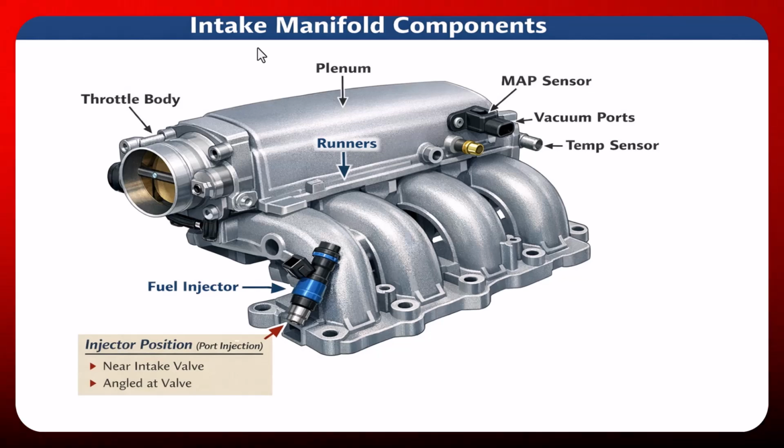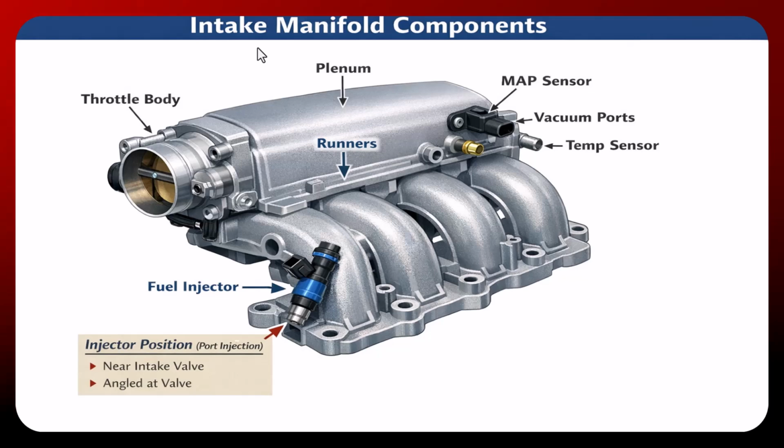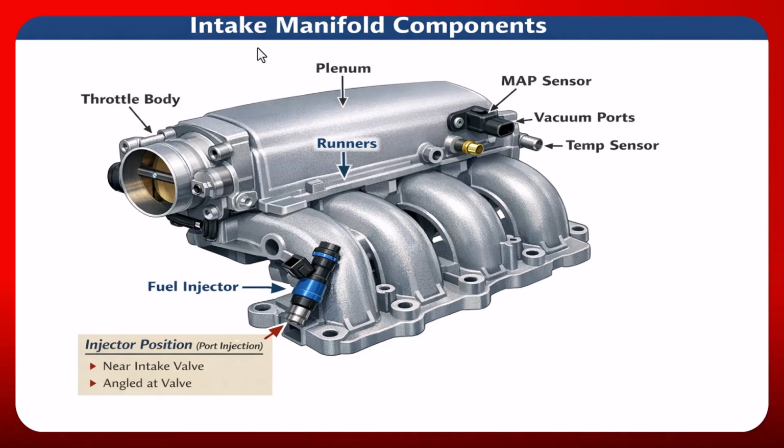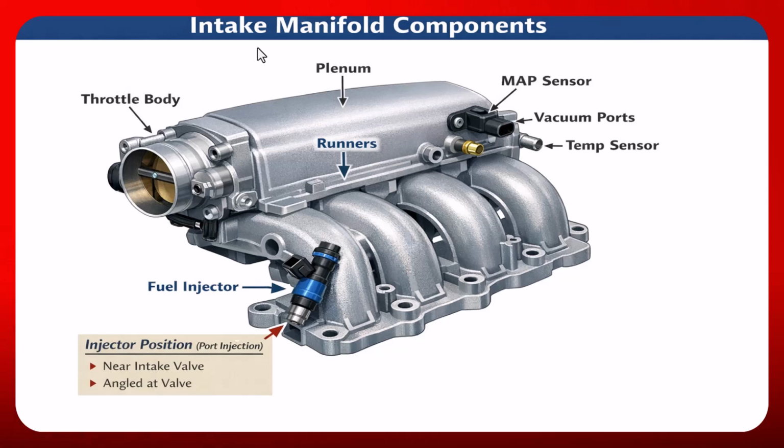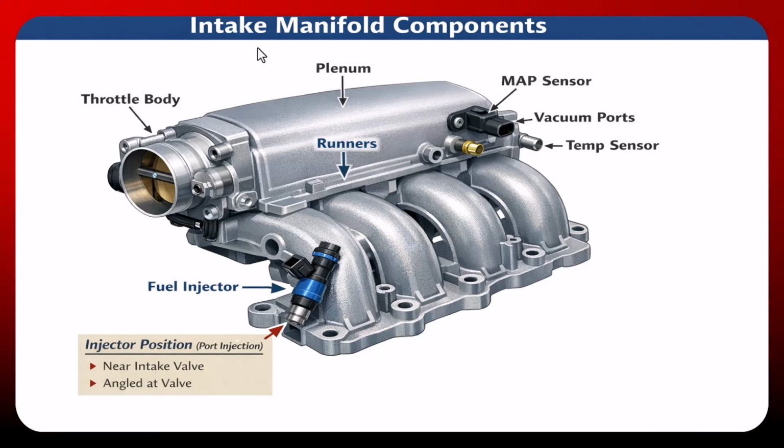So, about the fuel injector, as you can see in this picture, where do we install the injector? The injector location depends on the fuel injection system type. The most common place to install the injector is port injection. The injector is mounted on the runner near the intake valve so that fuel mixes well with air, fuel doesn't stick to walls, and throttle response improves. The best position is angled toward the back of the intake valve.